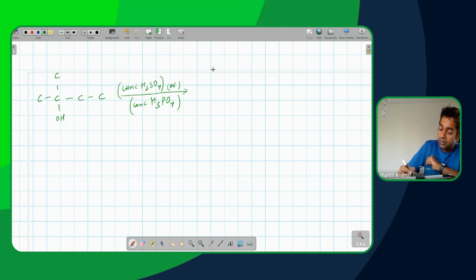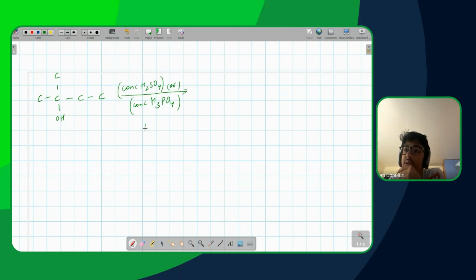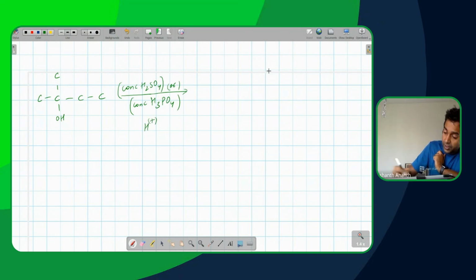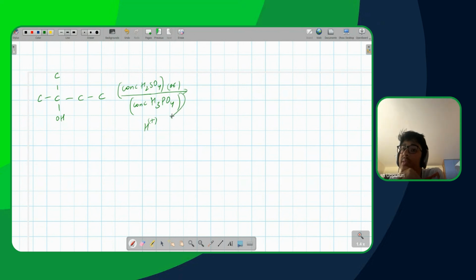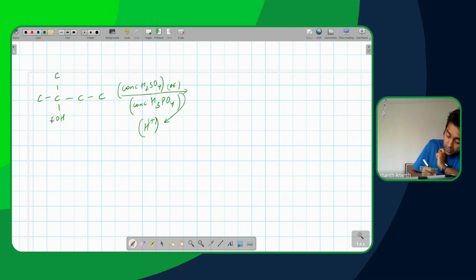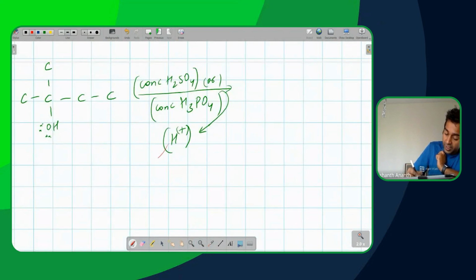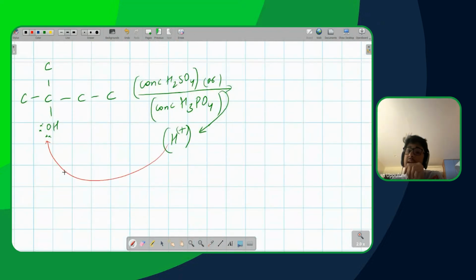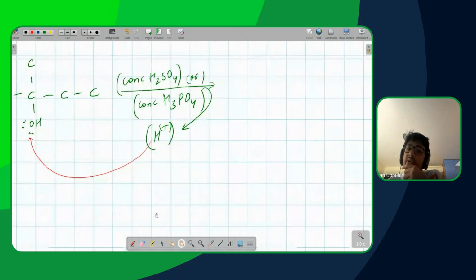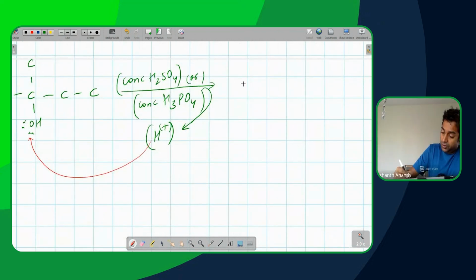So it dissociates into ions first, the concentrated H2SO4 or H3PO4. Then that H plus will come and attack the OH. Good. So you have good clarity as to what's happening here. Explain step by step as you continue. H plus comes and bonds with OH. Then you get an OH2 plus.